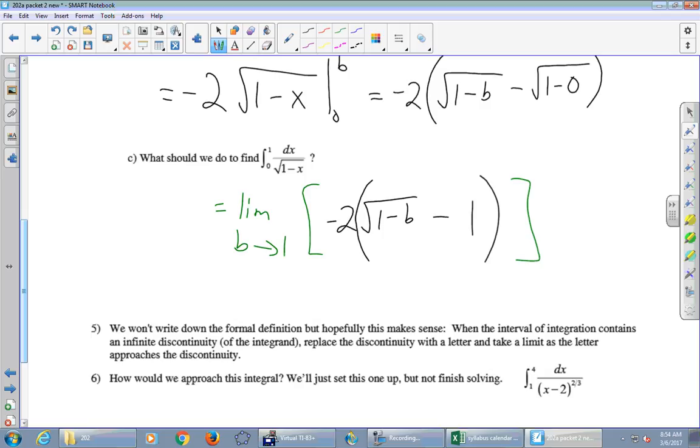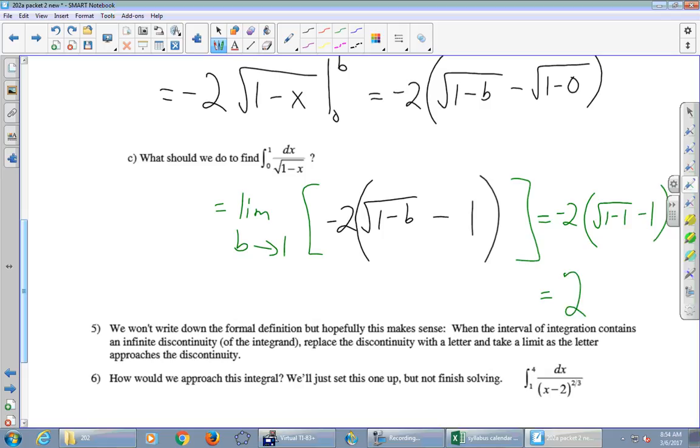Okay, so we're just going to send b to 1 in the thing that we just evaluated up there. So what happens? It equals negative 2 parentheses. We're sending b to 1. Well, we can just plug b equals 1 in right now. Square root of 1 minus 1, and then outside of that is a minus 1. What is that equal to? 2. That's our answer.